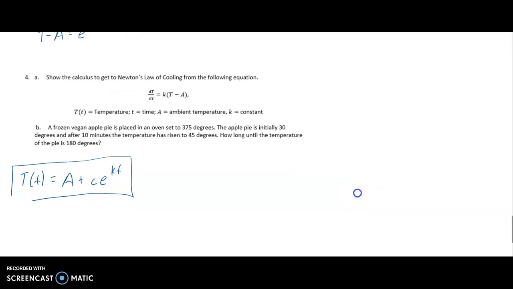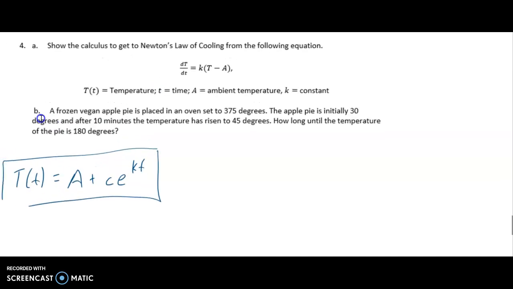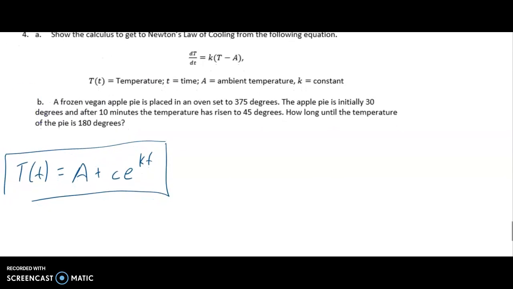All right, we are going to do part B of this question. So, I'll zoom in a little bit. We have a frozen vegan apple pie, and it is placed in an oven that's set to 375 degrees. That's going to be our ambient temperature, so it'll be A. The apple pie is initially 30 degrees, so that's going to be T of 0. I'll start writing this. So A is equal to 375. And then T of 0, the temperature at time 0, is equal to 30 degrees.